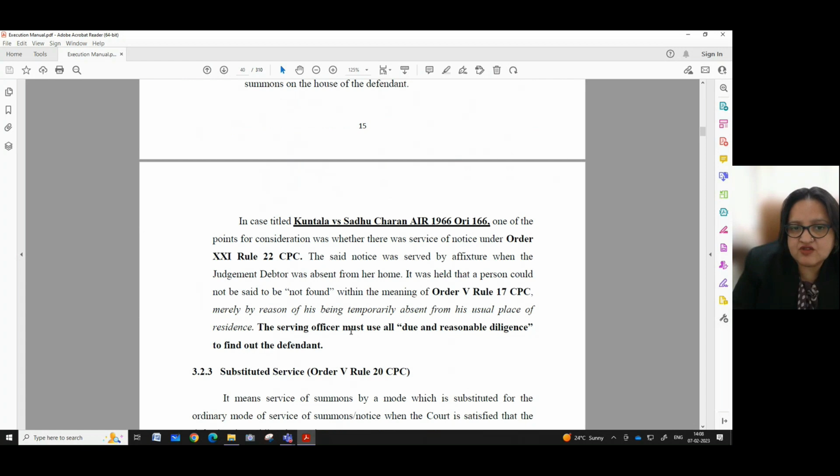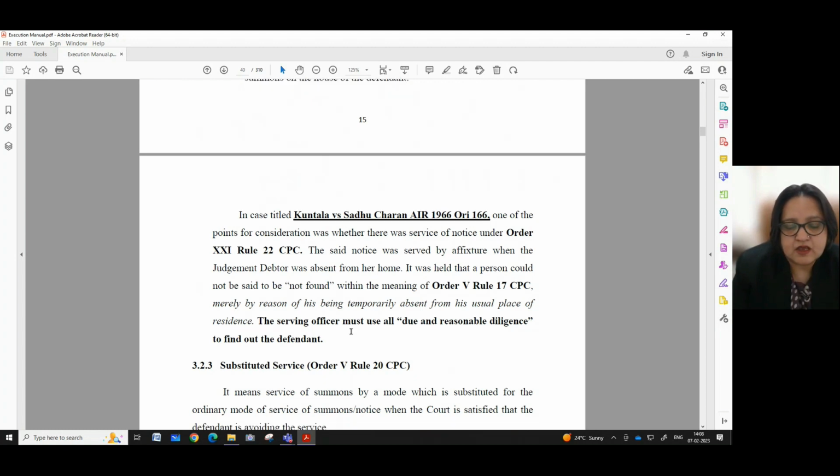In the case titled Kuntala versus Sadhu Charan, AIR 1966 Odisha 166, one of the points for consideration was whether there was service of notice under Order 21, Rule 22 CPC. The said notice was served by affixture when the judgment debtor was absent from her home. It was held that a person could not be said to be not found within the meaning of Order 5, Rule 17 CPC merely by reason of his being temporarily absent from his usual place of residence. The serving officer must use all due and reasonable diligence to find out the defendant.